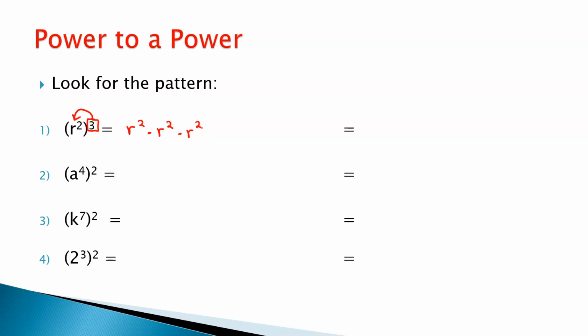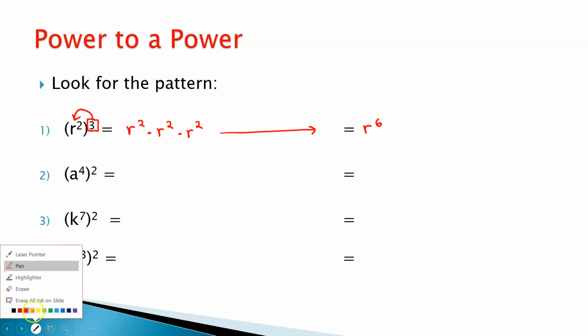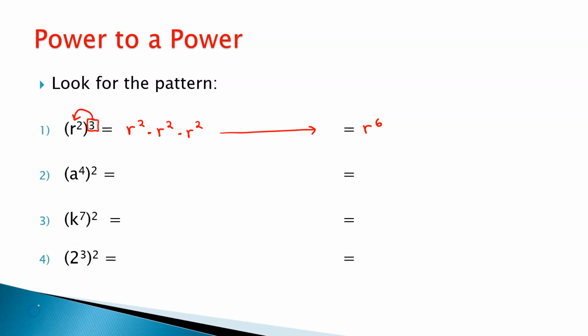And if I think back to the last property we talked about, we are multiplying all these 3 r's, and we have the same base, r. I can go through and add those exponents. 2 plus 2 plus 2 gives me 6, r to the 6th power, right? And you could expand it if you wanted to. So let's keep it going. Let's see if you guys can find this pattern. Let's move on to the next one.